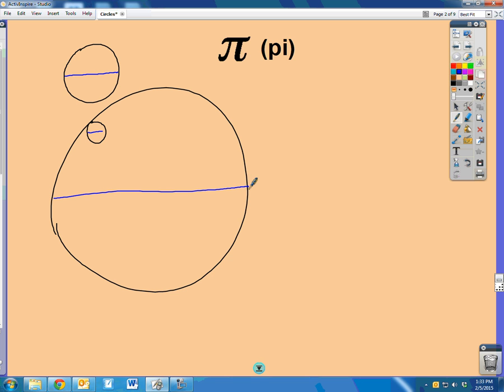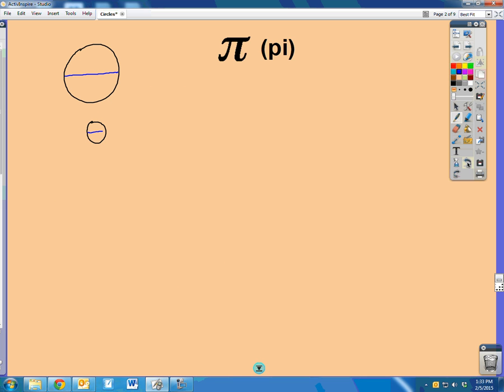If you divide the distance around by the distance across, you will always get the exact same number. And we can use that fact, the fact that it's the exact same every single time, to help us figure some things out. And that ratio that we get, circumference divided by the diameter, ends up being this number here. It's about 3.14.